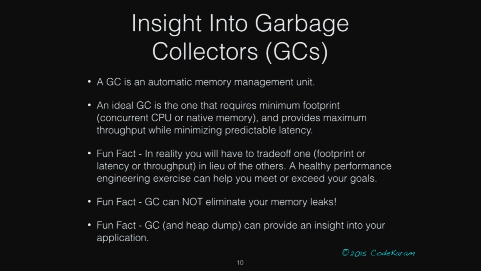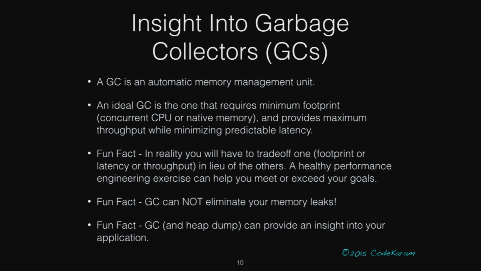So ideally, in a perfect world, an ideal GC would be the one that requires minimum footprint. So for example, concurrent CPU usage would be minimal, or native memory would be minimal, and it provides you the maximum throughput, right? The time that you spend in garbage collection is minimum, so it's maximizing your application throughput. And it provides you predictable latency, at the same time, minimal latency. So you need all these things to happen to have your ideal garbage collector, right? So what's the reality, though?